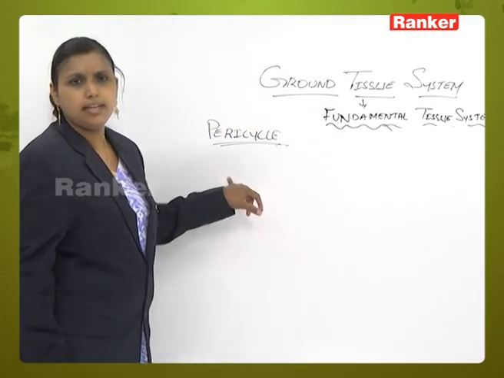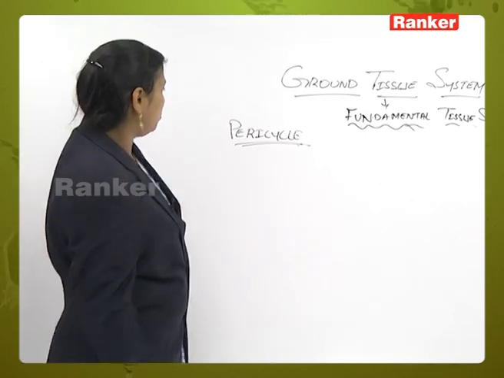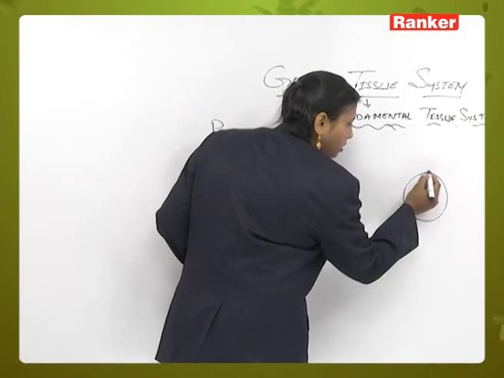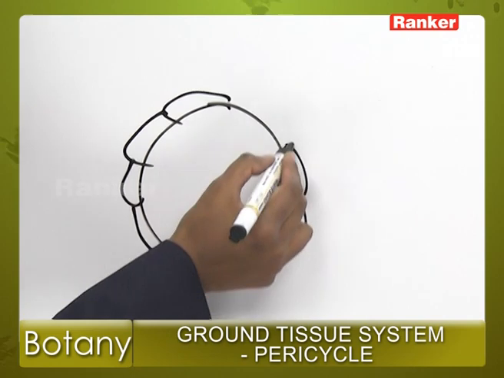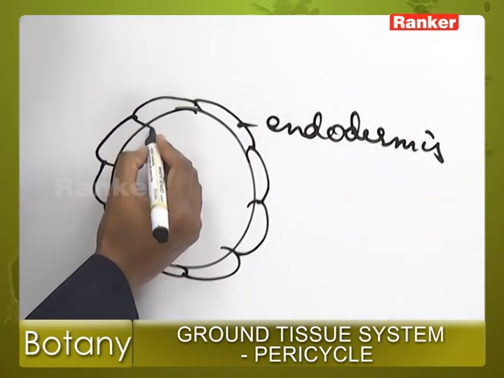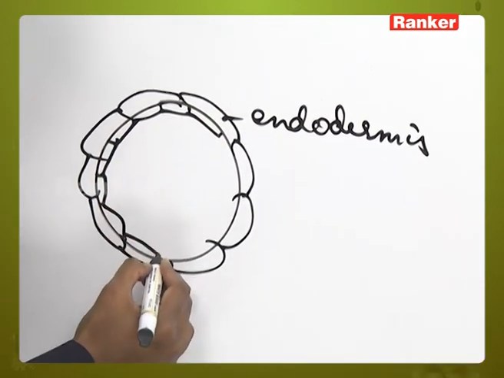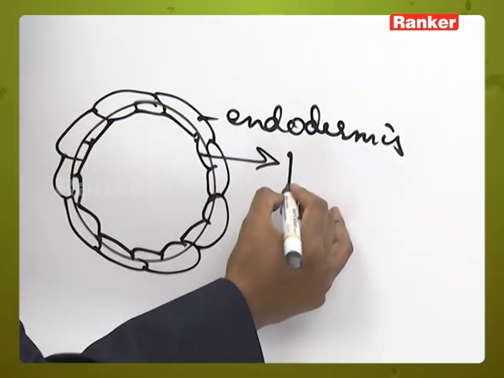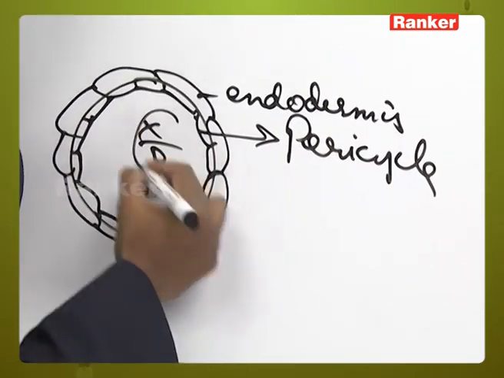Now, another important layer of the ground tissue system, or fundamental tissue system, is called the pericycle. Now, where do we see the pericycle? For example, this is the endodermis, as we studied before, and the layer inside the endodermis is called the pericycle. This will be the vascular bundles.